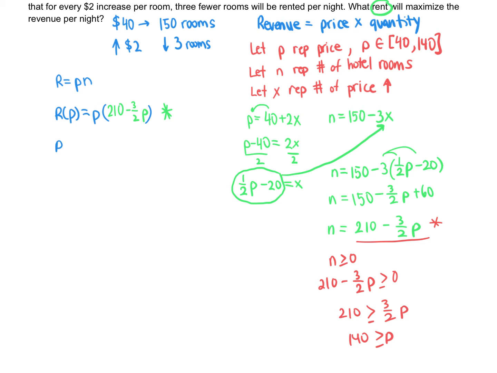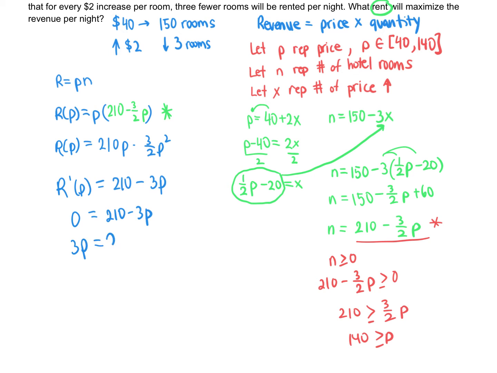Now I am just going to distribute p in before I get my derivative. It's a quick distribution. And now my derivative is equal to 210 minus 3 over 2 times 2, so 3p. I'll set that equal to 0, and divide out the 3. And I get a price of 70.